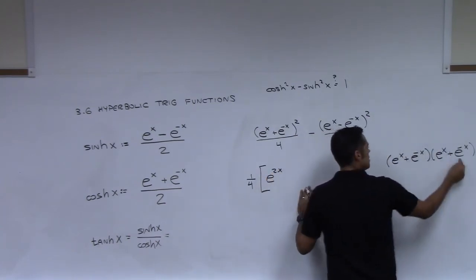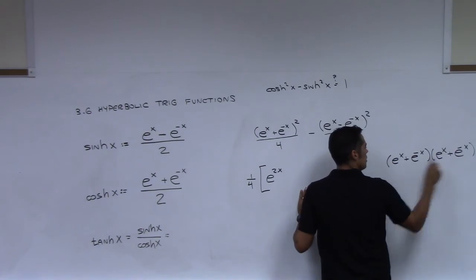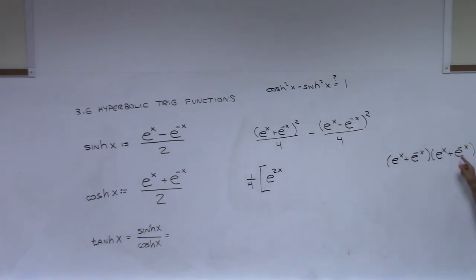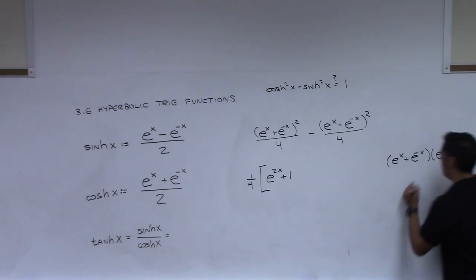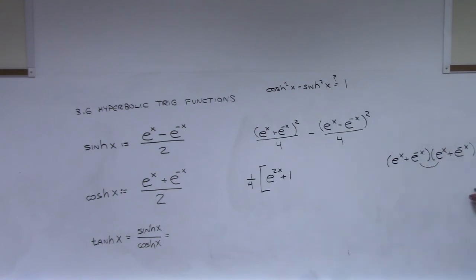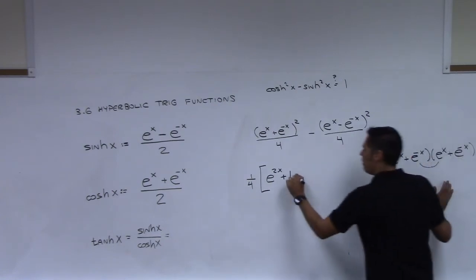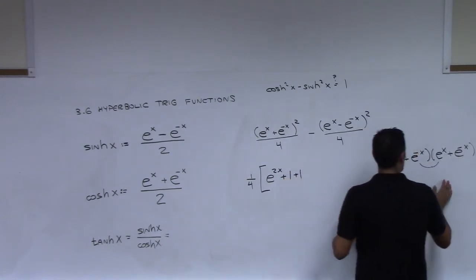Okay, this times this? 1, right? e to the x times e to the negative x is e to the 0, because you're adding the exponents. e to the 0 is 1. Got that? So we got 1 there. And then what about the inner ones here? 1 again, right? So plus 1 again. And then what about the outer ones?